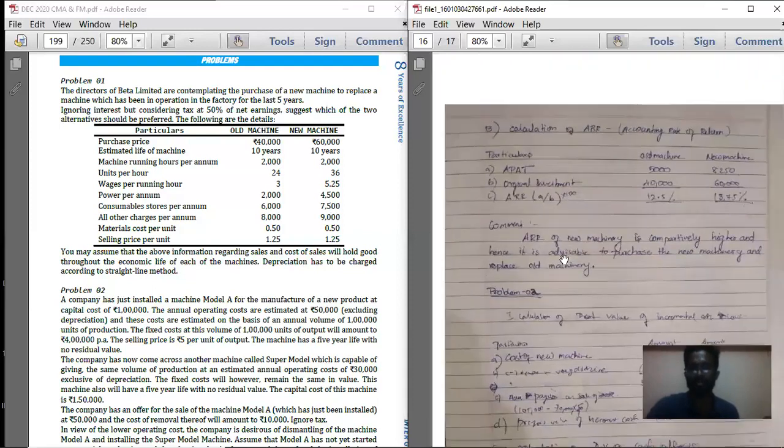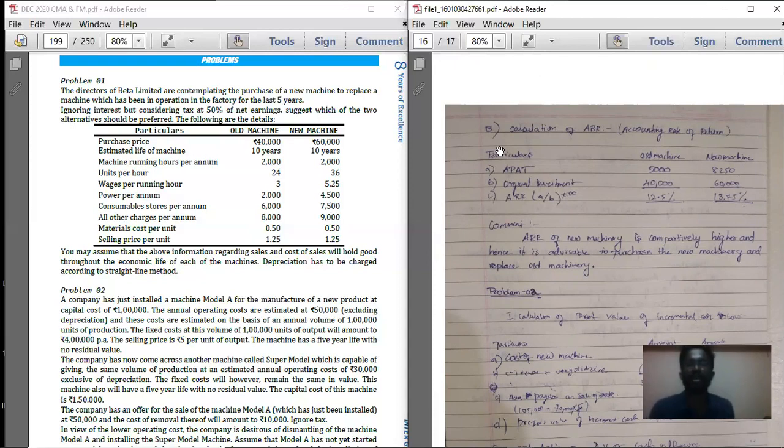Below that, capital B, next statement capital B: Calculation of ARR, that is accounting rate of return. Make a three columnar table: first column particulars, second column old machine, and third column new machine. Below that particulars, record small a, average PAT or annual PAT, annual profit after tax.